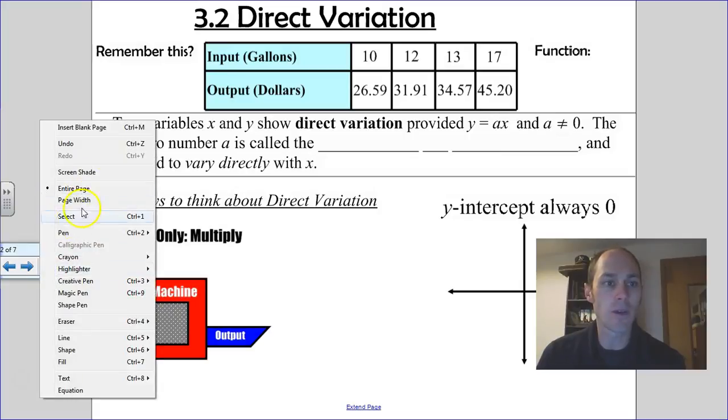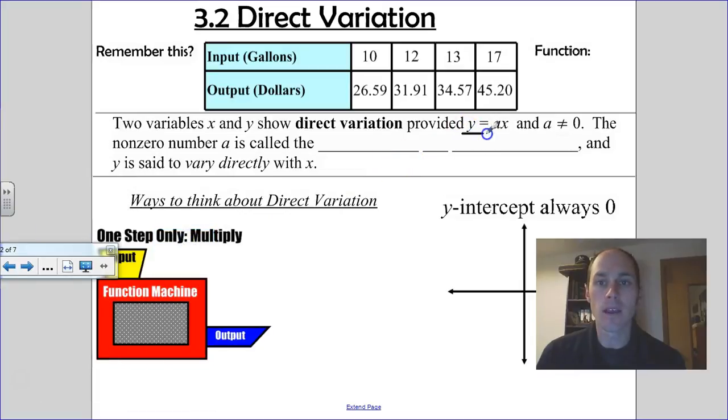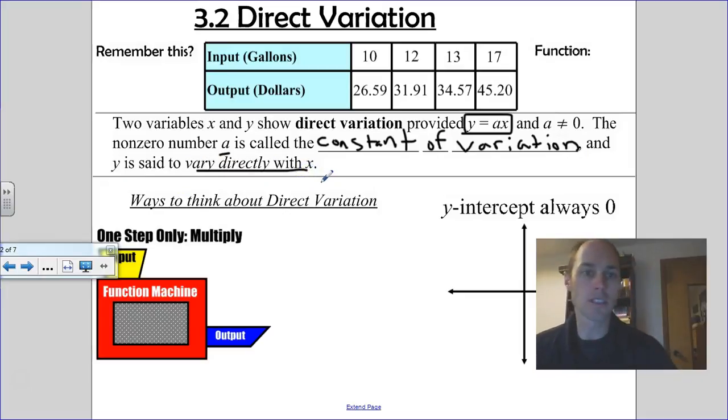So two variables, x and y, have direct variation. And we use this equation to show that y equals a times x, as we're multiplying whatever the x value is times a. So in this case, multiplying the number of gallons times the price per gallon to get our total cost. A is known as the constant of variation. And that constant of variation is just the value that we multiply by to get our y value. And in that case, we say y varies directly with x. It's directly proportional to x.